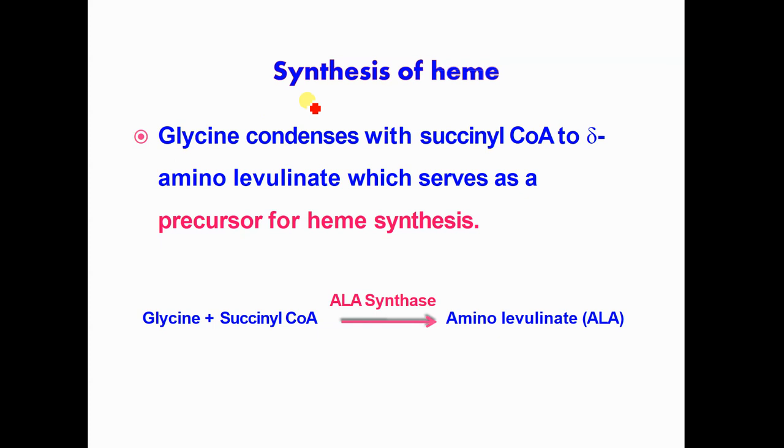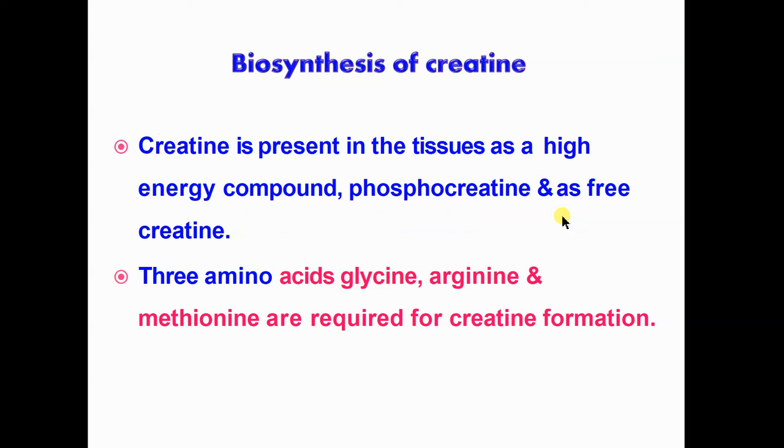And in the synthesis of heme, glycine condenses with succinyl CoA to form delta-aminolevulinic acid. From there onwards, you will have the synthesis of heme, and we all know it is a rate-limiting reaction. So indirectly, for the synthesis of heme also, glycine is the main element.